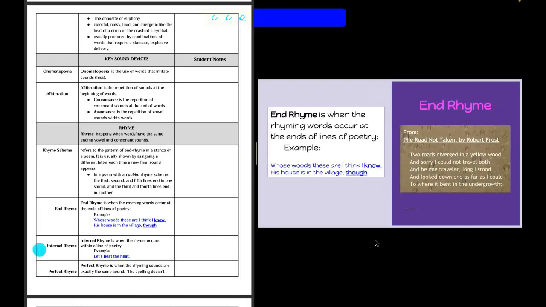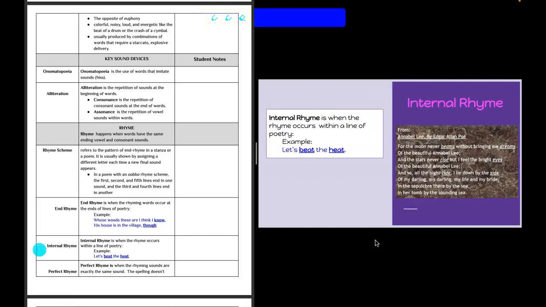End rhyme is when the rhyming words occur at the ends of lines of poetry. My example is, whose woods these are, I think I know. His house is in the village, though. So you've got two rhymes at the end, thus called end rhyme. Internal rhyme is when the rhyme occurs within a line of poetry. My example is, let's beat the heat. Beat and heat rhyme, and they're in the same line, so the rhyme is internal.